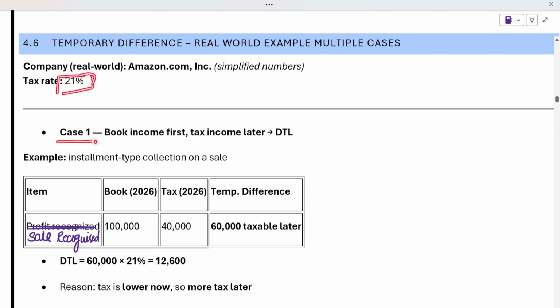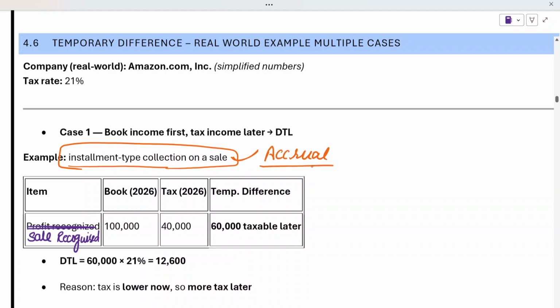Now let's see the first case where book income is higher, or book income gets recognized first and income tax is caused later. Let's see the example wherein you are doing a sale, and as per your books, when the sale is recorded, you will say the sale is recorded on accrual basis. But let's suppose that as per income tax rule or federal taxes, the sale is done on installment basis. Now you may ask how that may happen. It may happen based upon different business scenarios, but I am just creating this example for your convenience.